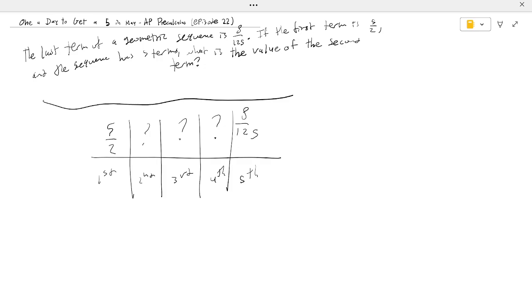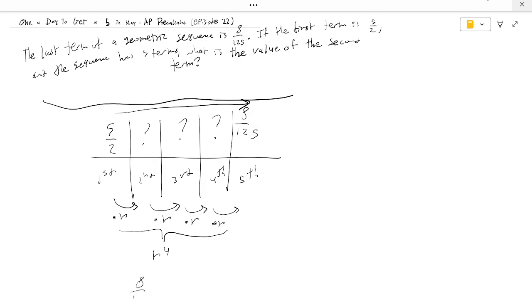For a geometric sequence, to get from the first term to the next term, you multiply by some number r. This is your common ratio. Oh wait, I accidentally wrote 2 r's for that. Whoops. So to get from the first to the second, we multiply by r. Second to third, multiply by r. Third to fourth, multiply by r. And from fourth to fifth, we multiply by r. So in total, to get from 5/2 to 8/125, we multiply by r to the fourth. There's 4 r's that we're multiplying.